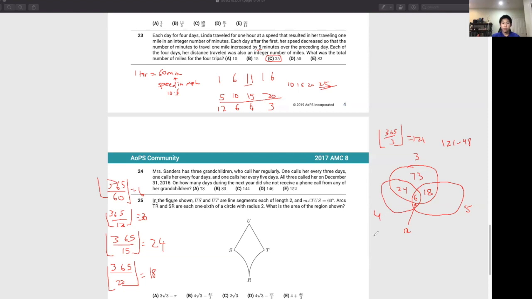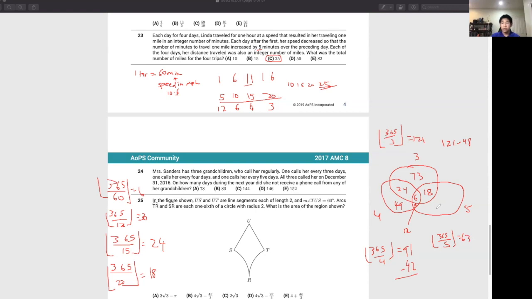Next, let's calculate for 4, 365 divided by 4, rounded down. This will be the number of days that the grandchild that calls every 4th day calls. It's 91. But we know that 24, 6, and 12 are already accounted for. So that's 42 that we have to subtract here. And we'll get 49. And finally, we have to do 365 divided by 5, rounded down. And that gets us a value of 63. Or sorry, 63.